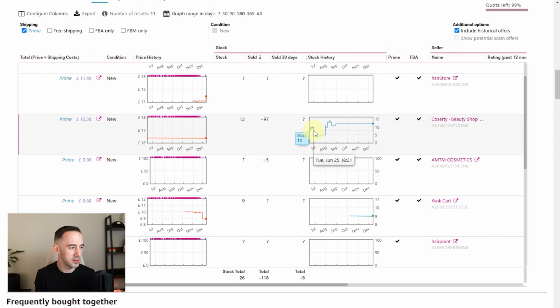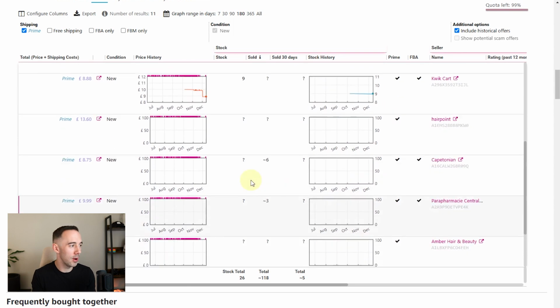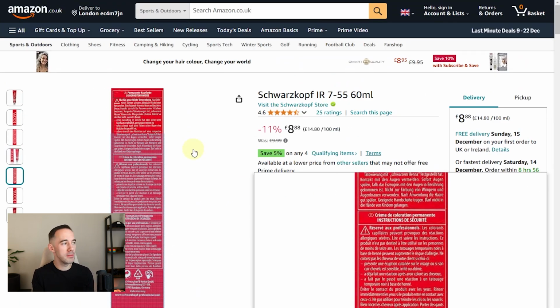I can see this guy sold a few, probably restocked, and he's still sat there on 12 today. And since September, he's just been holding 12 in stock and not making any sales at all. So again, I don't think this product is selling very well at all. So it's something to be really mindful of there.